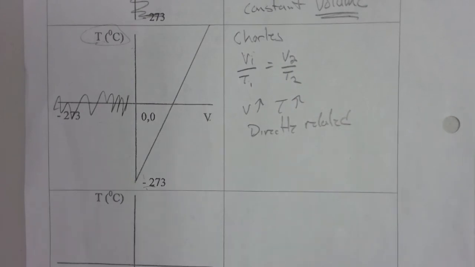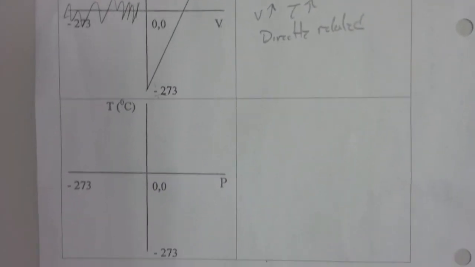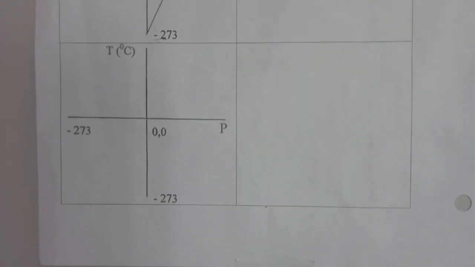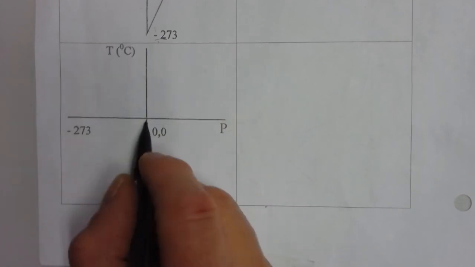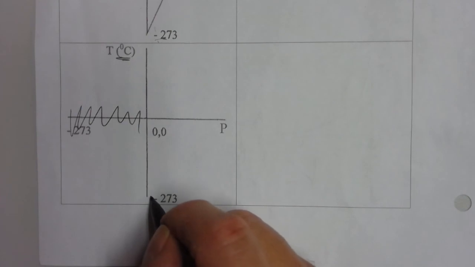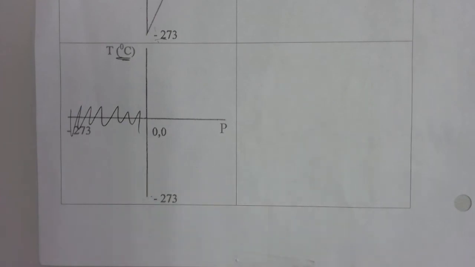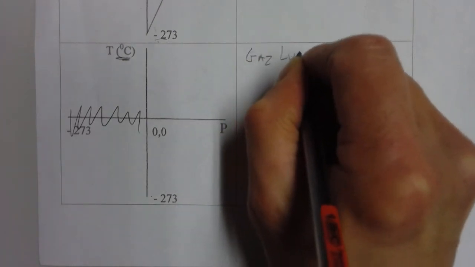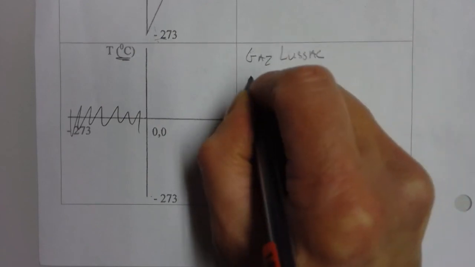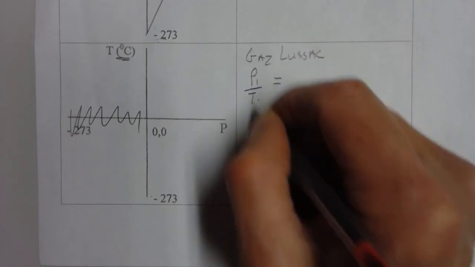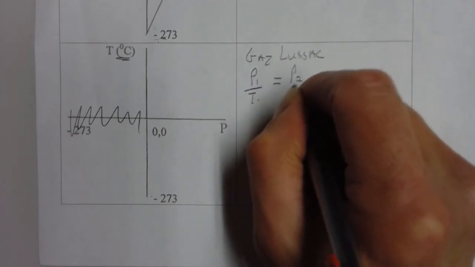And here we have temperature in Celsius and pressure. So pressure can't be below 0. Get rid of that. Temperature when it's in Celsius can go down here. Now this is Gay-Lussac again, where we've got P1 over T1. The ratio of the pressure and temperature is constant.